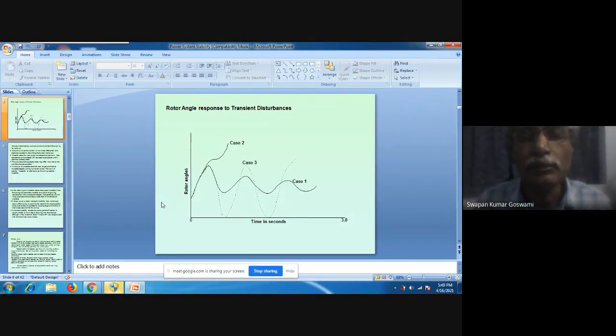Why is it gradually becoming unstable? Because this type of situation happens in a large power system. In a large power system there are so many generators, there will be oscillations and swings between groups of generators, between individual generators, and between generators in one location and generators in other locations. So it is said that there are so many modes available in a large power system.